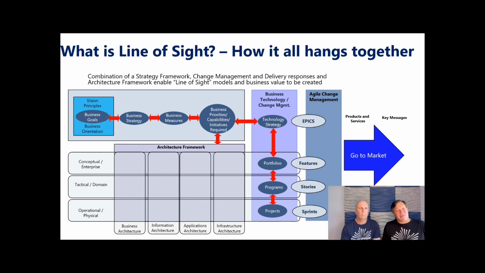So that's the strategy layer, but another part of the line of sight model is what we call the architecture framework.